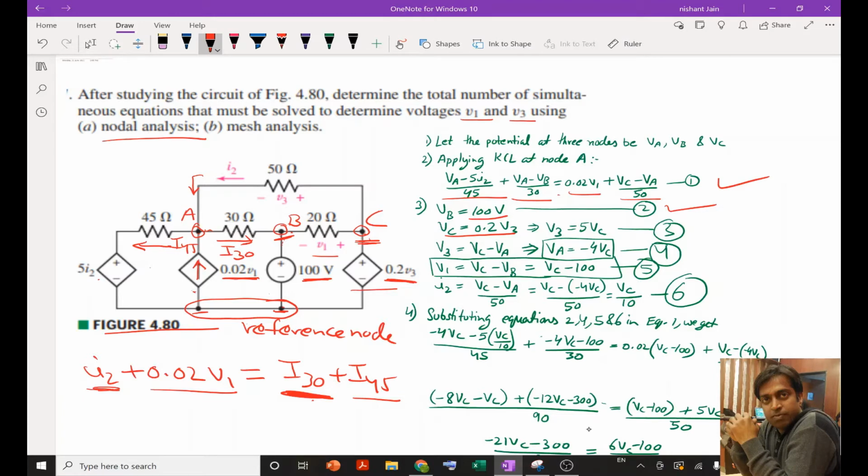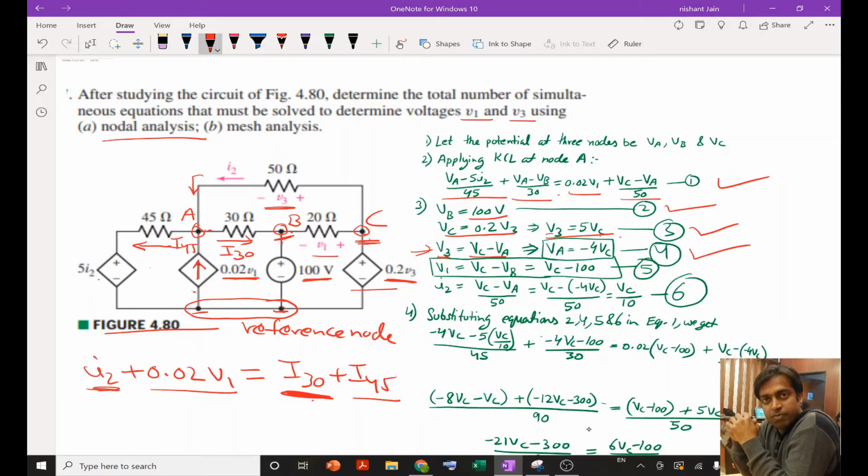Solving this, V3 can be written as V3 equals 5 VC. Now this V3 can also be expressed as VC minus VA. So substituting the value of V3 from equation 3, V3 equals 5 VC, I get equation 4, a relation between VA and VC.